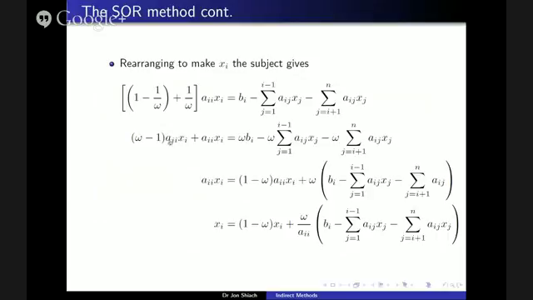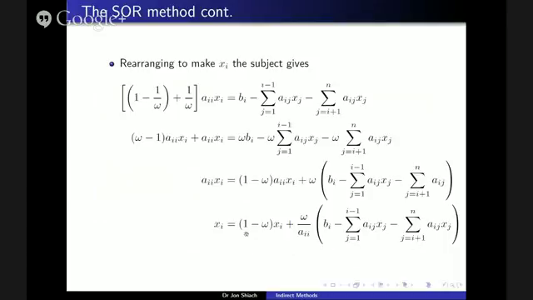Subtract this term from both sides. It gives me that. And finally, divide by a_ii, and we get down to this. Well, this is going to be my value of the next iteration. This left-hand side, this x_i here, is going to be my value from a previous iteration. And this you might recognize as the Gauss-Seidel method.